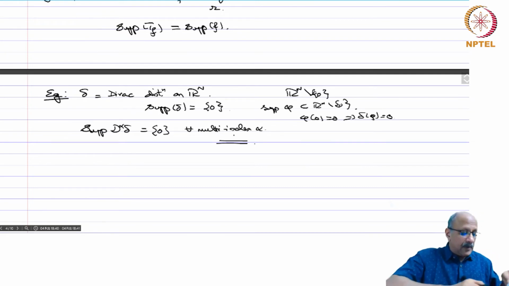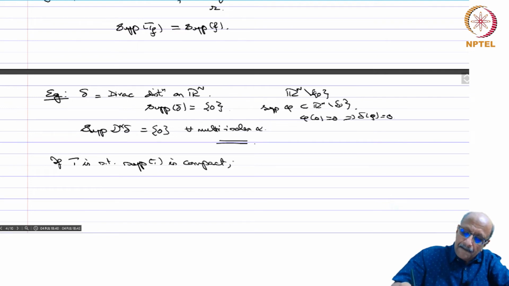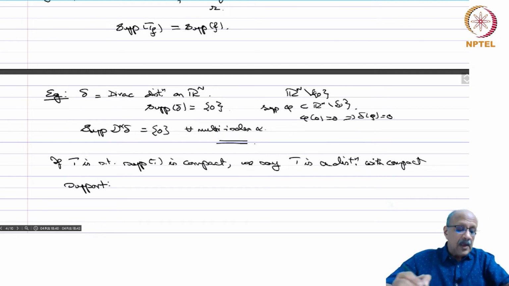Okay. So now if T is such that the support of T, which is always a closed set, is compact, we say T is a distribution with compact support. That is natural. So let us take a closer look at distributions with compact support.